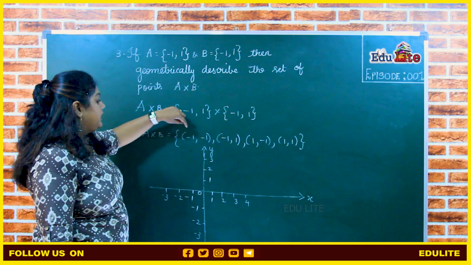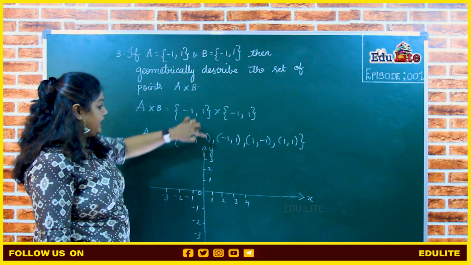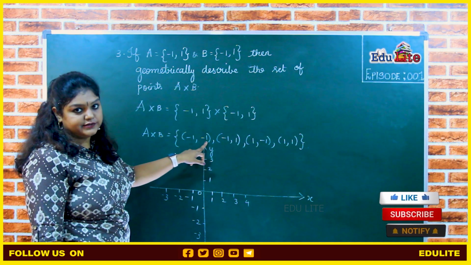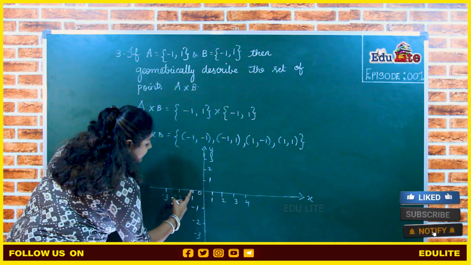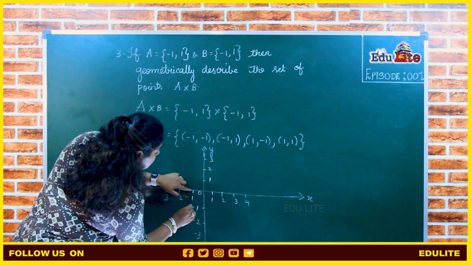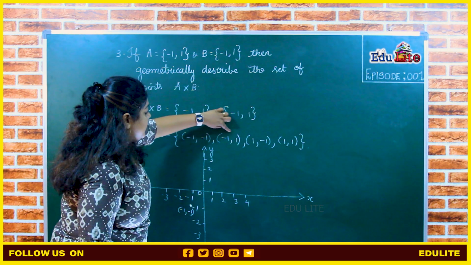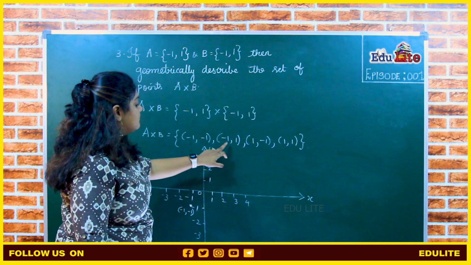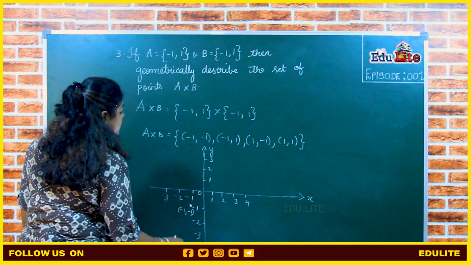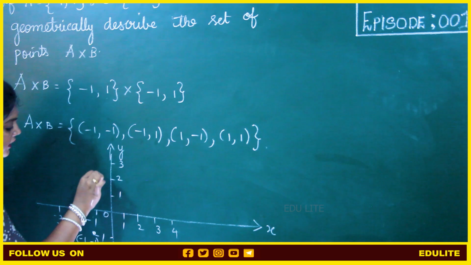So the first point is (-1, -1). I already told you that in an ordered pair the first represents the position of x and the second the position of y. For the first pair the value of x is -1 and the value of y is also -1. Where will we get x as -1 and y as -1? So we'll plot at this point (-1, -1). Next, the second pair, (-1, 1), where -1 represents the x value and 1 represents the y value.